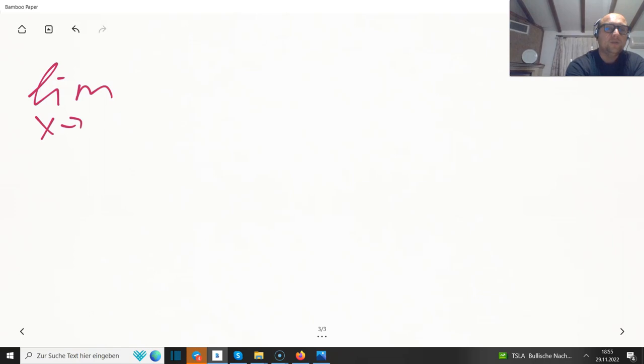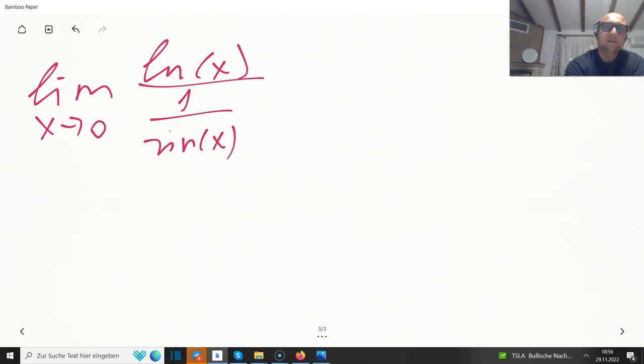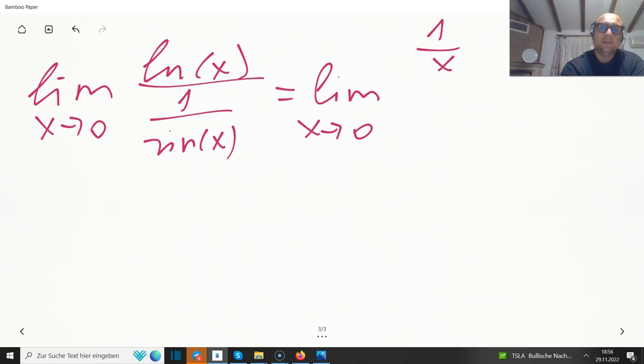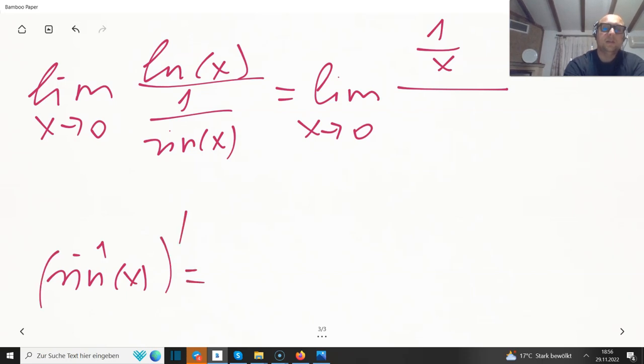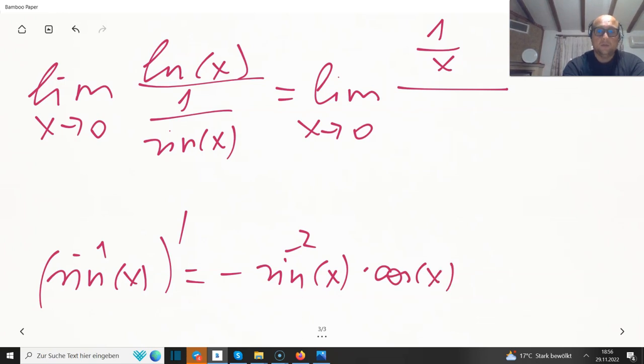Limit x towards 0. Now I'm keeping ln up, and I'm going to 1 divided by sine here. So that's life, you know. Let's see what's happening here. So this is a limit x towards 0. And now we're going to get 1 divided by x. And here we have sine to the power of minus 1 of x. Producing the derivative of this is minus sine to the power of minus 2 of x times cosine of x. So let's see.